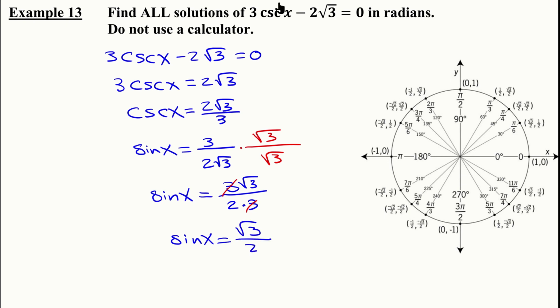So in order to write all the solutions, first we get the first ones, okay? So where do we know on the unit circle where the sine value, which is, as you know, the y coordinate, is square root of 3 over 2? We know where they are, right here and right there. And that's it, because the other ones are not going to be positive.